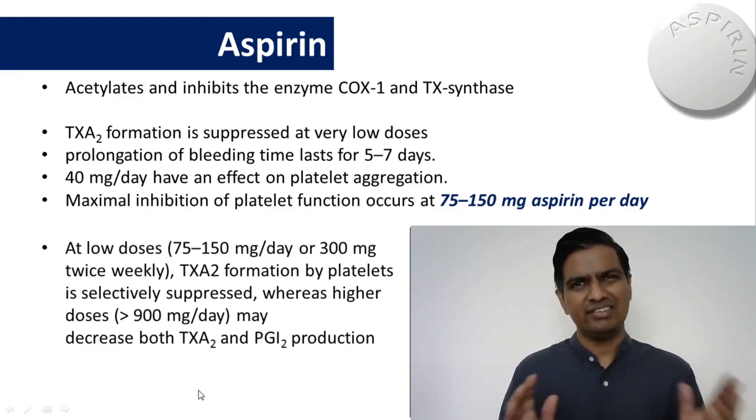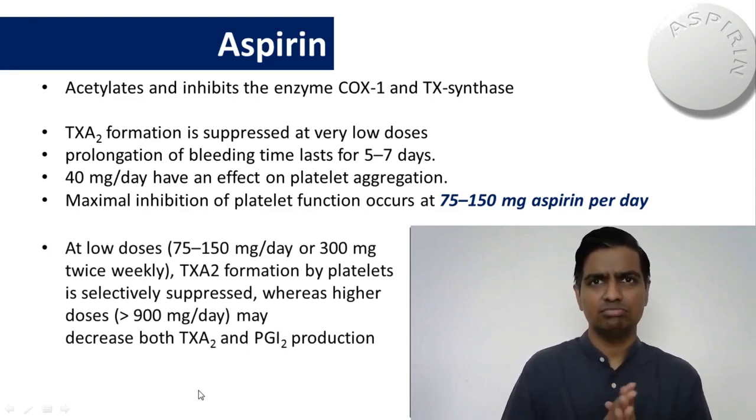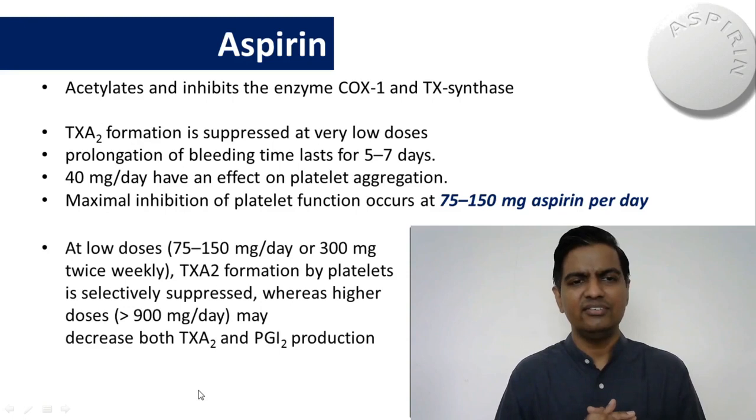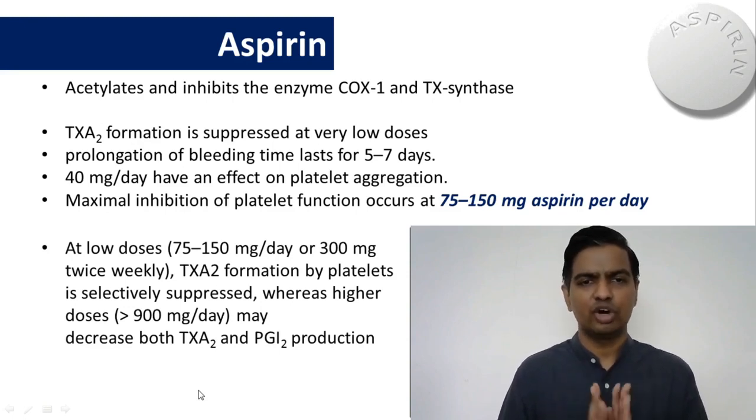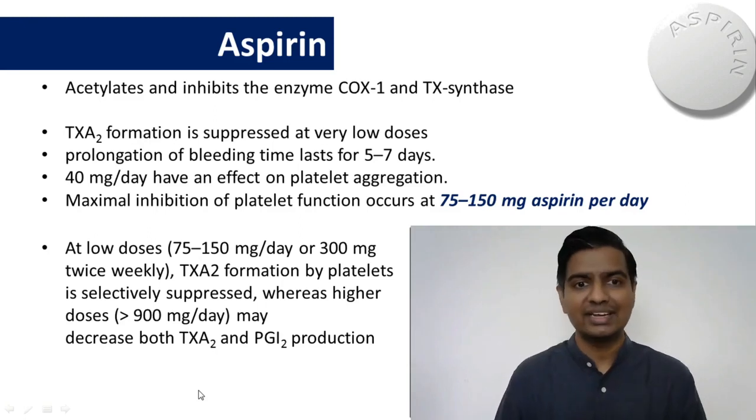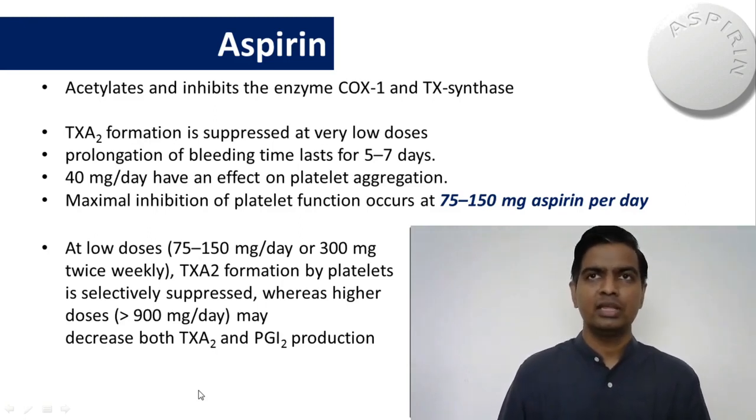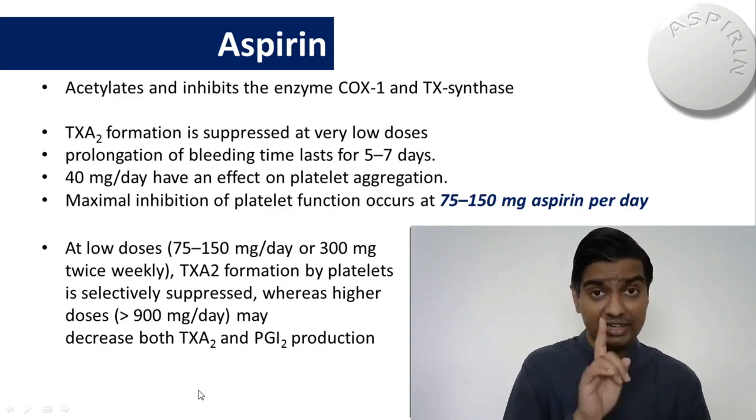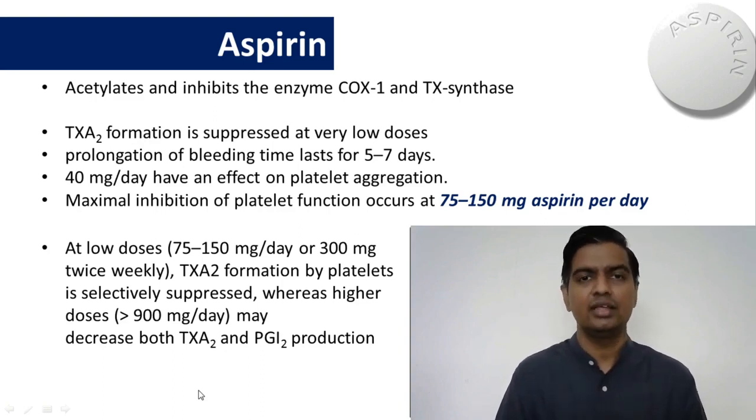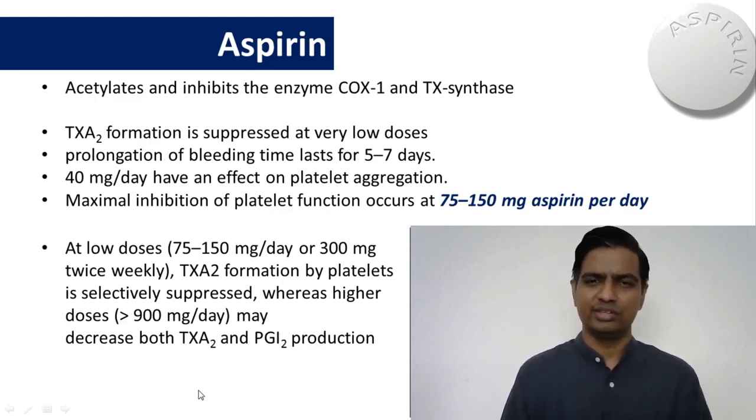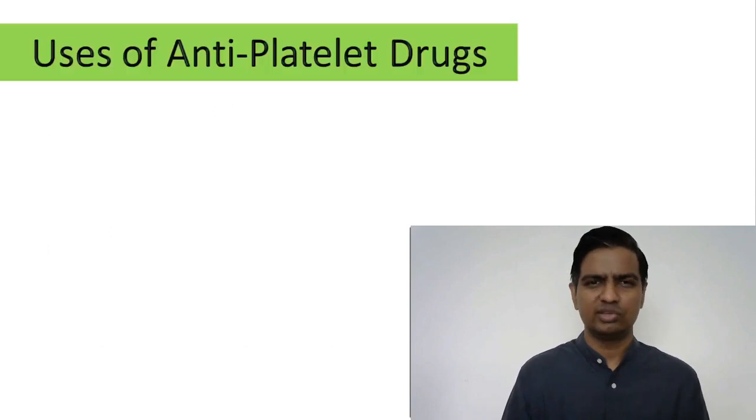At low doses, 75 to 150 mg per day or 300 mg 2 times a week, thromboxane A2 formation is selectively suppressed. If you increase the dose to more than 900 mg per day, it decreases both prostaglandin and prostacyclin, thromboxane A2 and prostacyclin synthesis, TXA2 and PGI2 production, which we don't want. So we don't really give that high doses. Give it in low doses only.